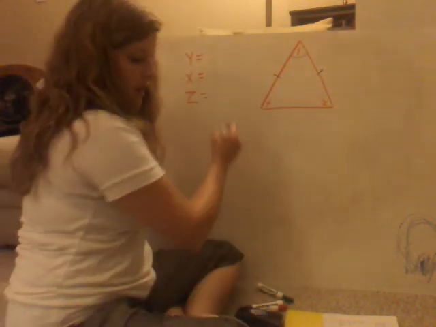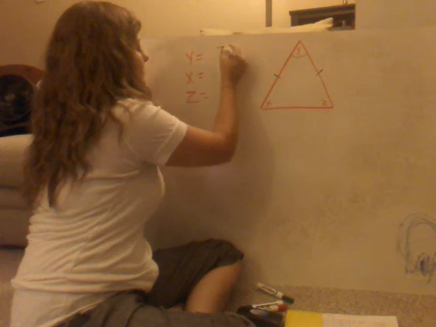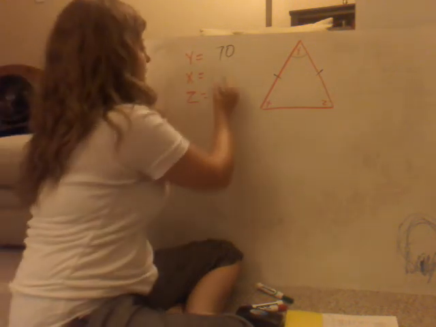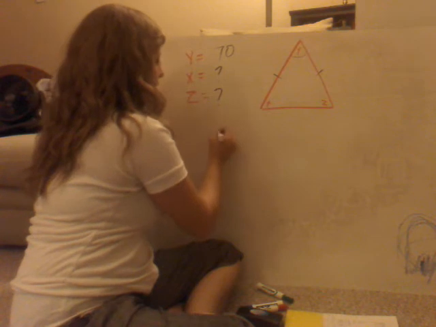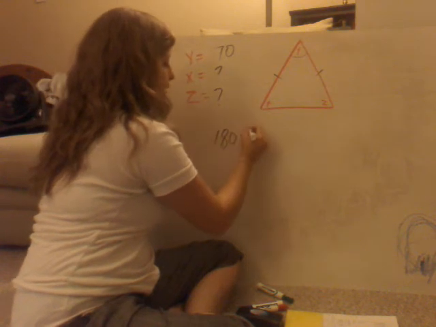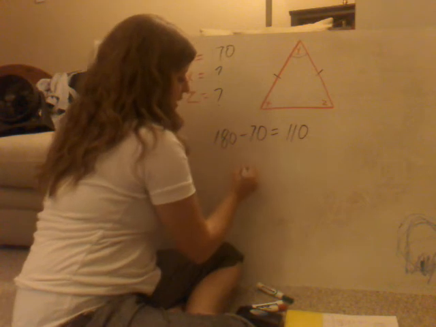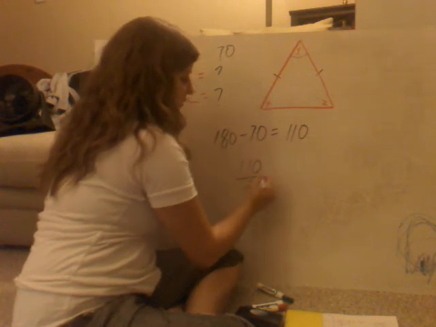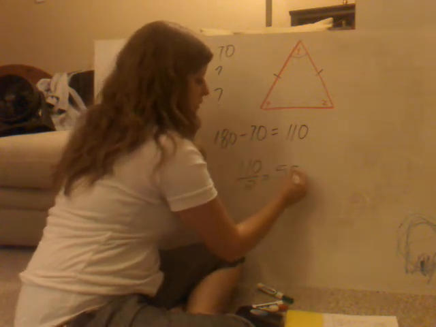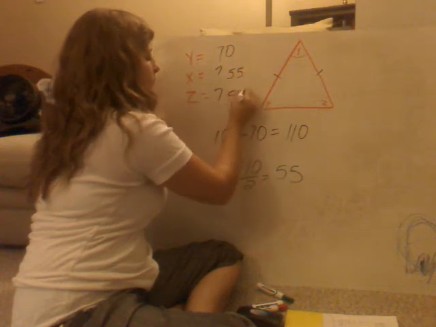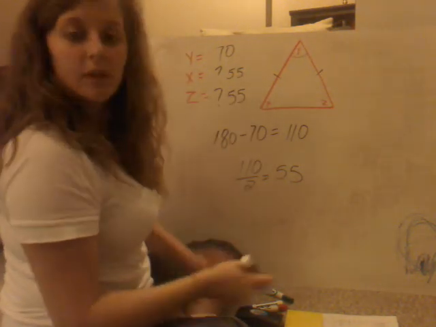Last one, y is 70. So notice it still doesn't have to be a large angle, it can be a small angle. And I want you to find x and find z. I take my 180, subtract 70. That gives me 110. I take 110 divided by 2, and that tells me that both angles are 55 degrees. And that's all I wanted.